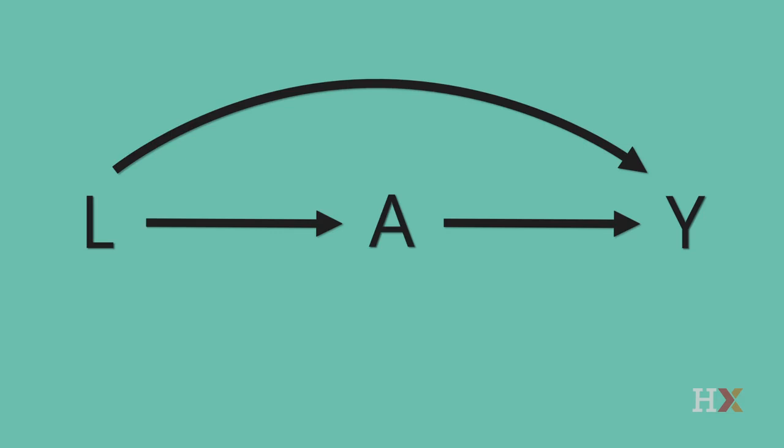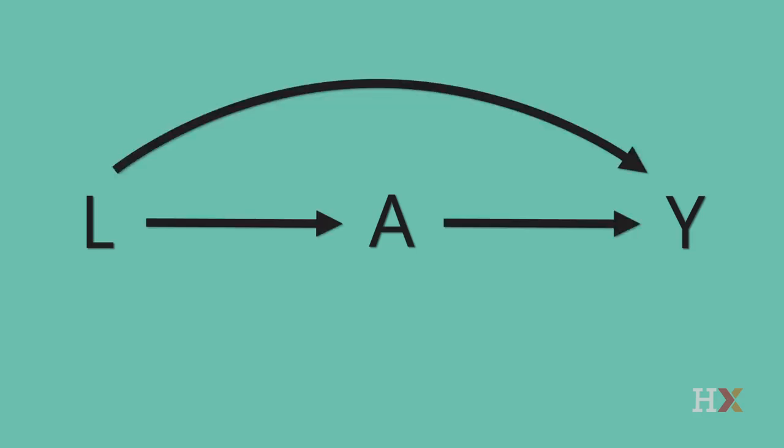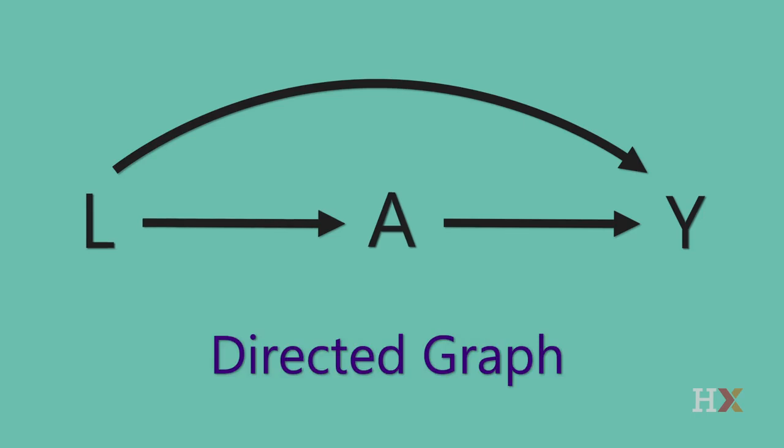This is the causal graph that we would draw if we knew that L has an effect on A and A has an effect on Y, and also L has a direct effect on Y that is not mediated through A. If we knew that some of these causal effects were not present, we would omit the corresponding arrow. And because the arrows indicate the direction of causality, we refer to this graph as a directed graph. So L causes A, but A doesn't cause L.